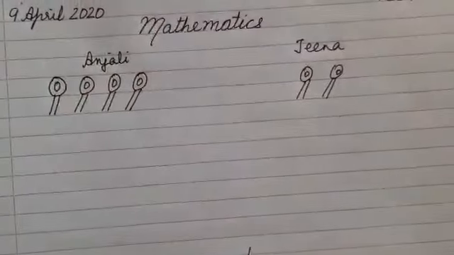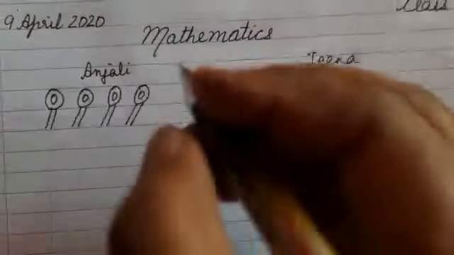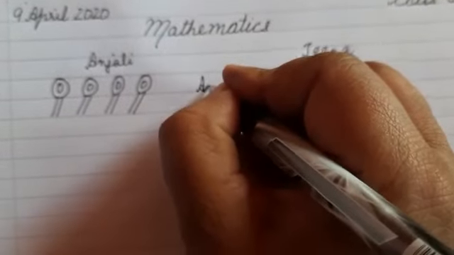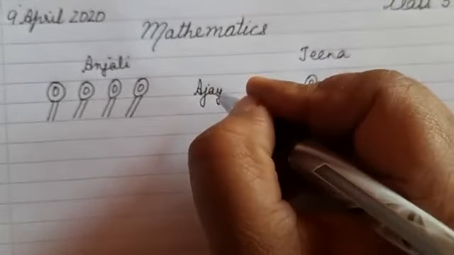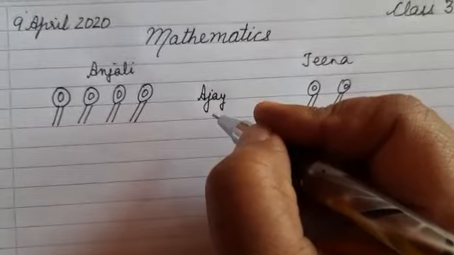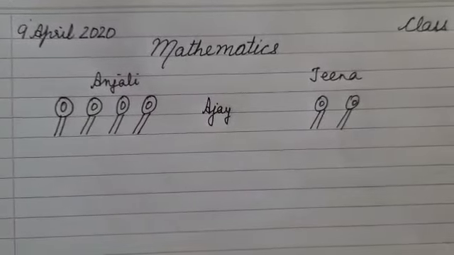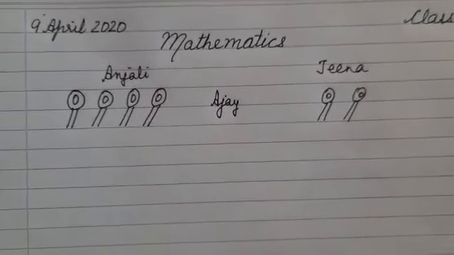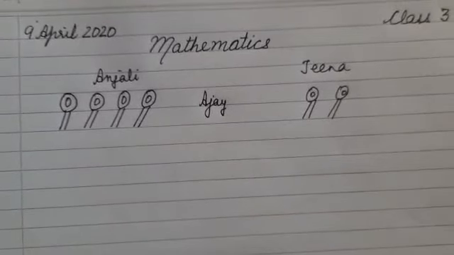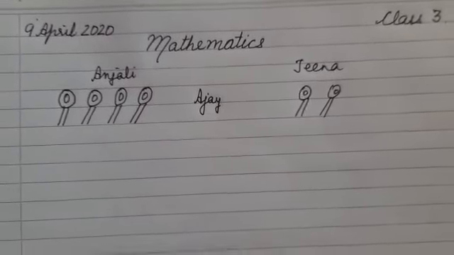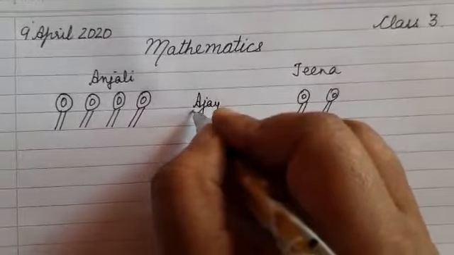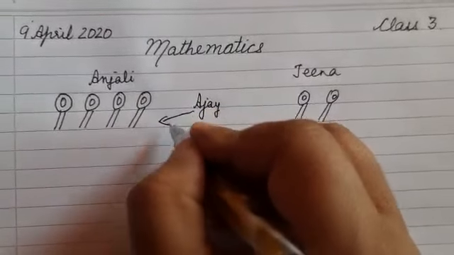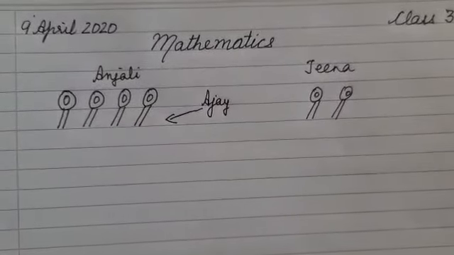Her brother, Ajay, who is a very small brother, is also looking for lollipops. Now he sees that Anjali has 4 and Tina has only 2. So Ajay goes towards Anjali. Why does he go towards Anjali?